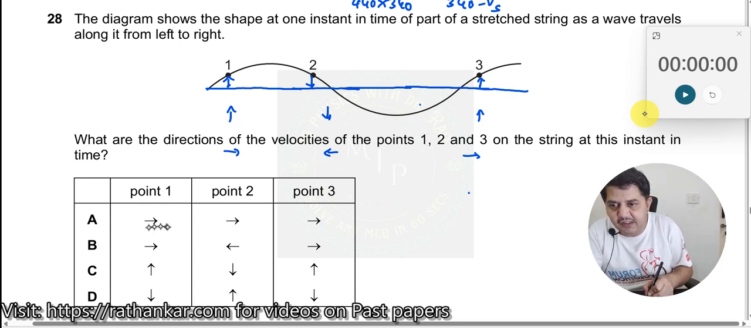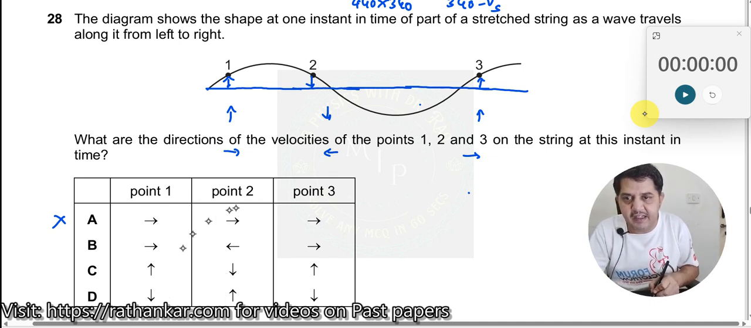Now, let us look at the first option. Points 1, 2 and 3 are in the same direction. So, definitely no, this is not the right answer. Now, 1 and 2 same, 3 opposite, so this could be one of them. 1, 2 same, 3 opposite, so this also could be an answer. This also could be an answer. So, it's not very clear about the pattern.